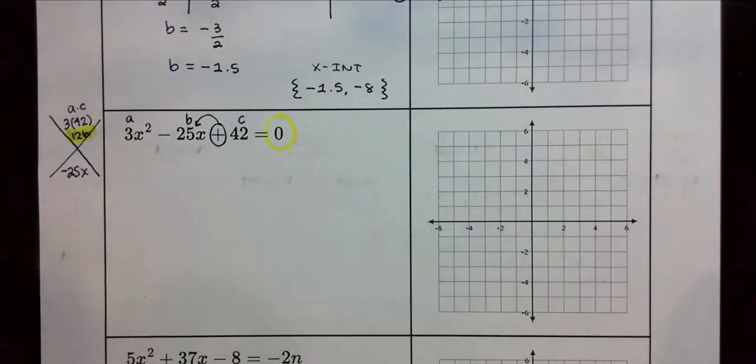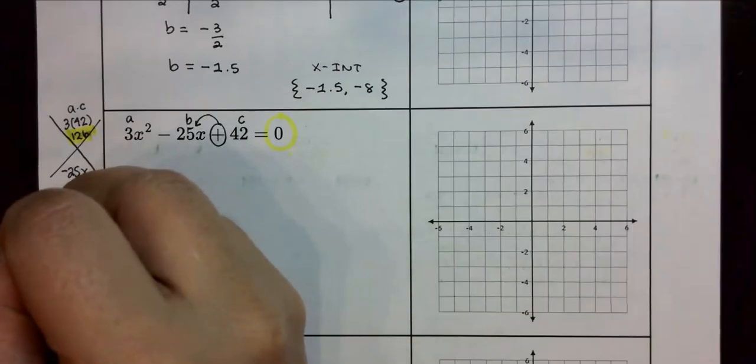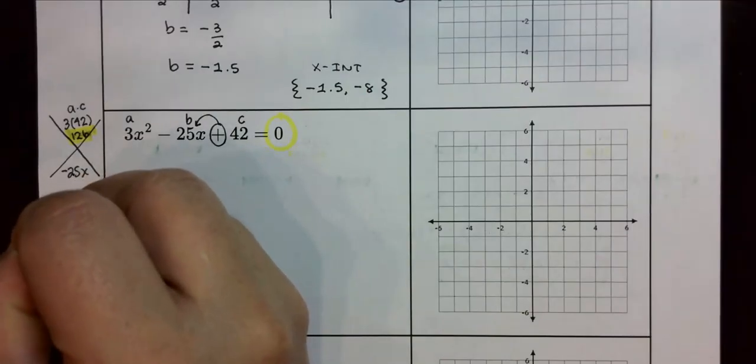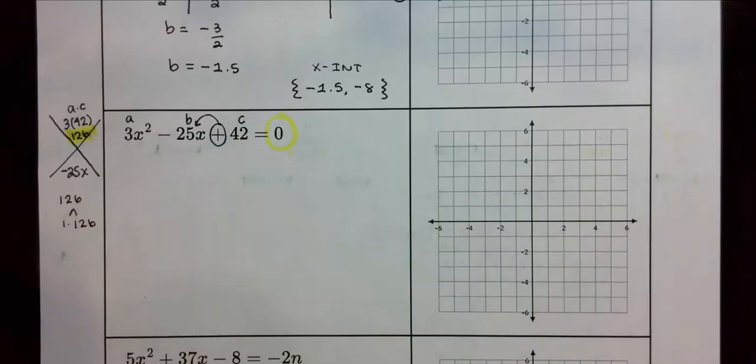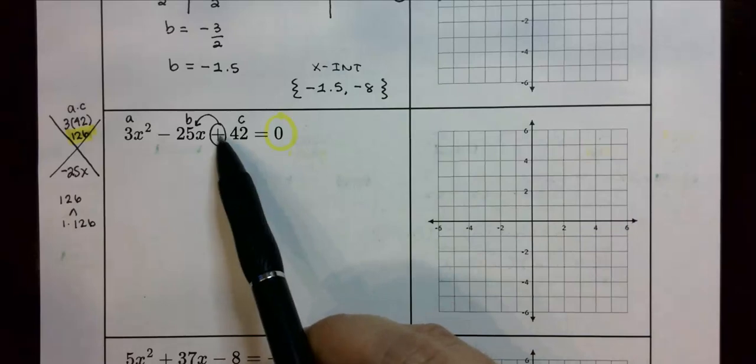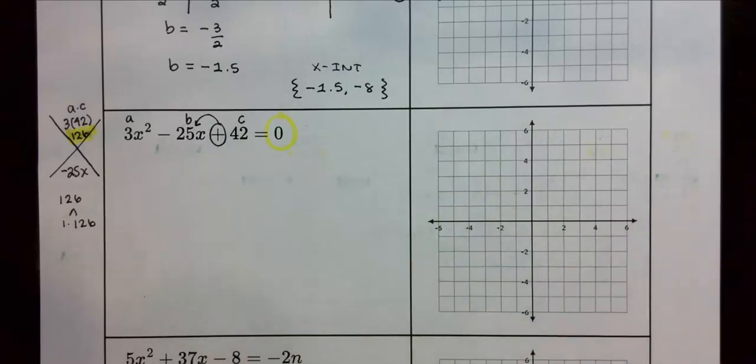All right, let's create. I'm just going to use this space right here, 126. And then I'm just going to go ahead and list them. So I'm going to pause real quick and list all my factors of 126. But remember what you're looking for. You're looking for two numbers that add up to be 25.